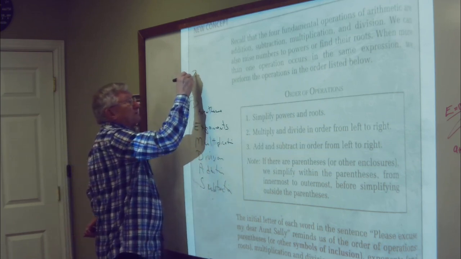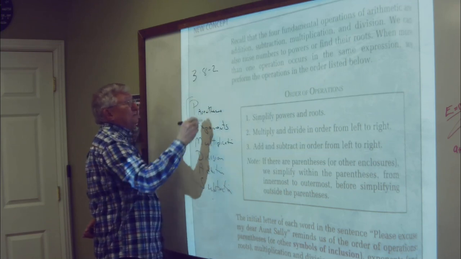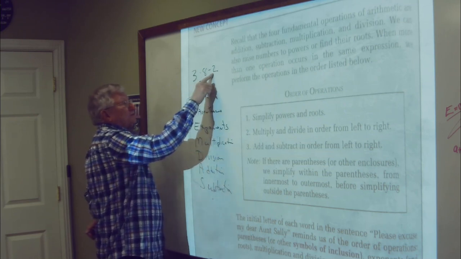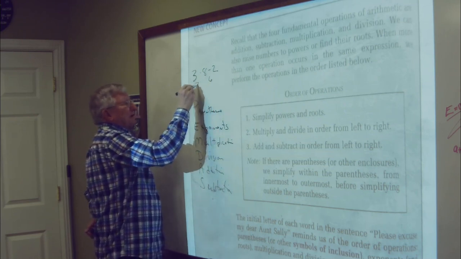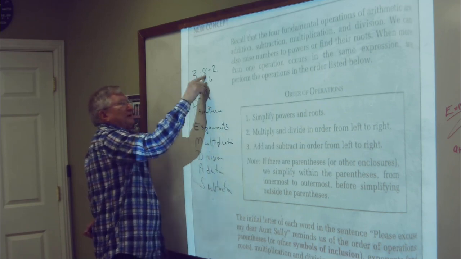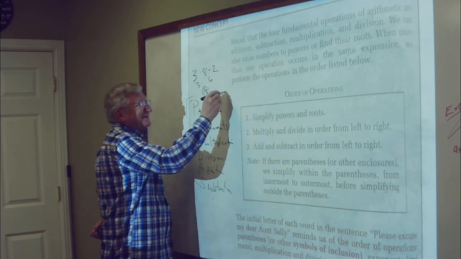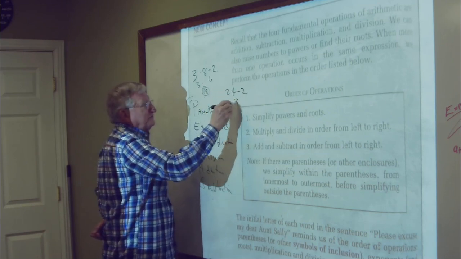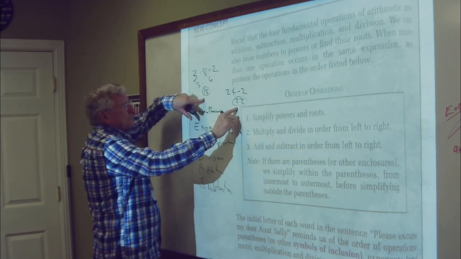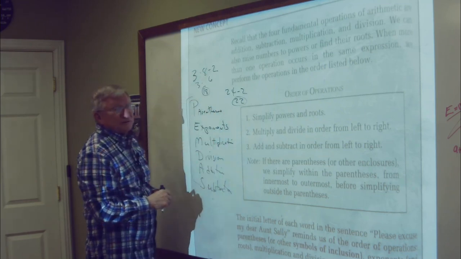For example, if I said 3 times 8 minus 2, if I subtracted 8 minus 2 first, I would get 6, and 3 times 6 would be 18. But if I multiplied 3 times 8 first, I would get 24, minus 2 would be 22. Now, those are obviously two different answers. One of them's wrong. It just depends on your order of operations.